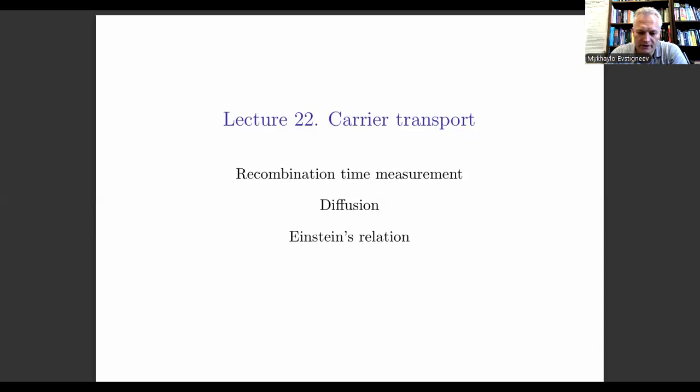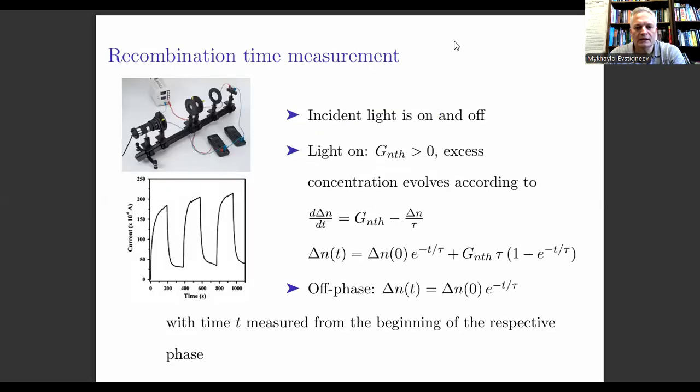Hello, everyone. This is the last lecture of the second part of this course, dedicated to the phenomena in semiconductors. In this lecture, I will tell you how to use what we have learned about conductivity due to electrons and holes to measure the recombination time. Then I will describe the phenomenon of diffusion and will introduce Einstein's relation, so not so many topics, and I think this lecture will be fairly short, but we'll see how it goes. So let's begin with the recombination time measurements.